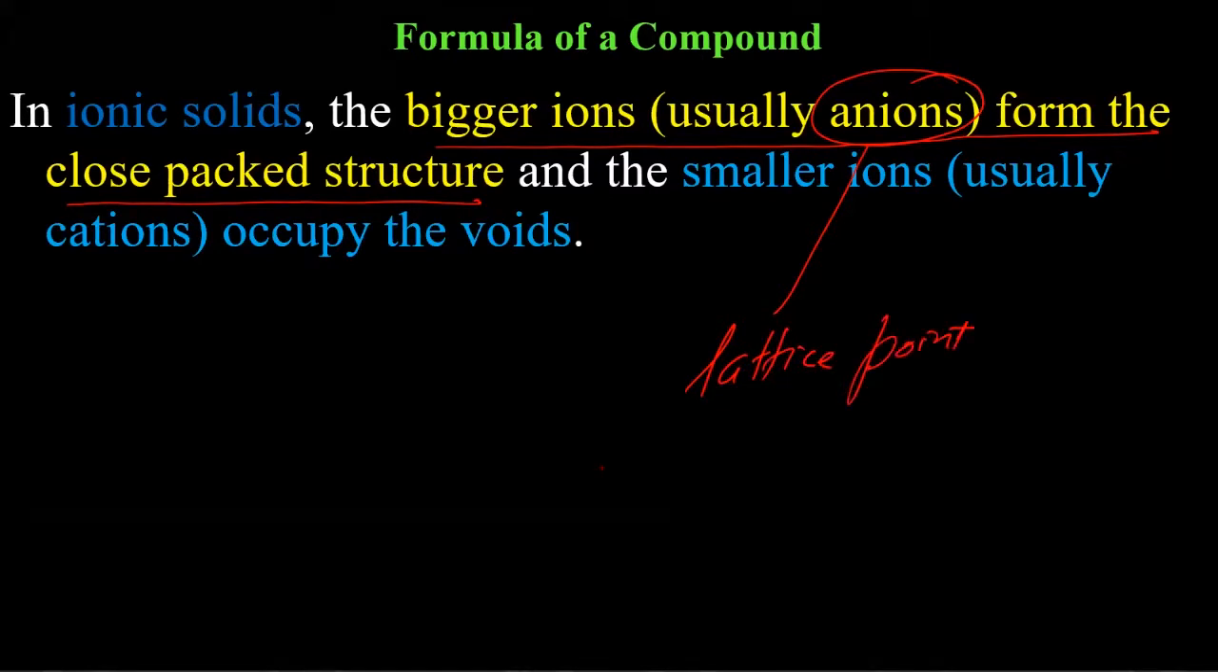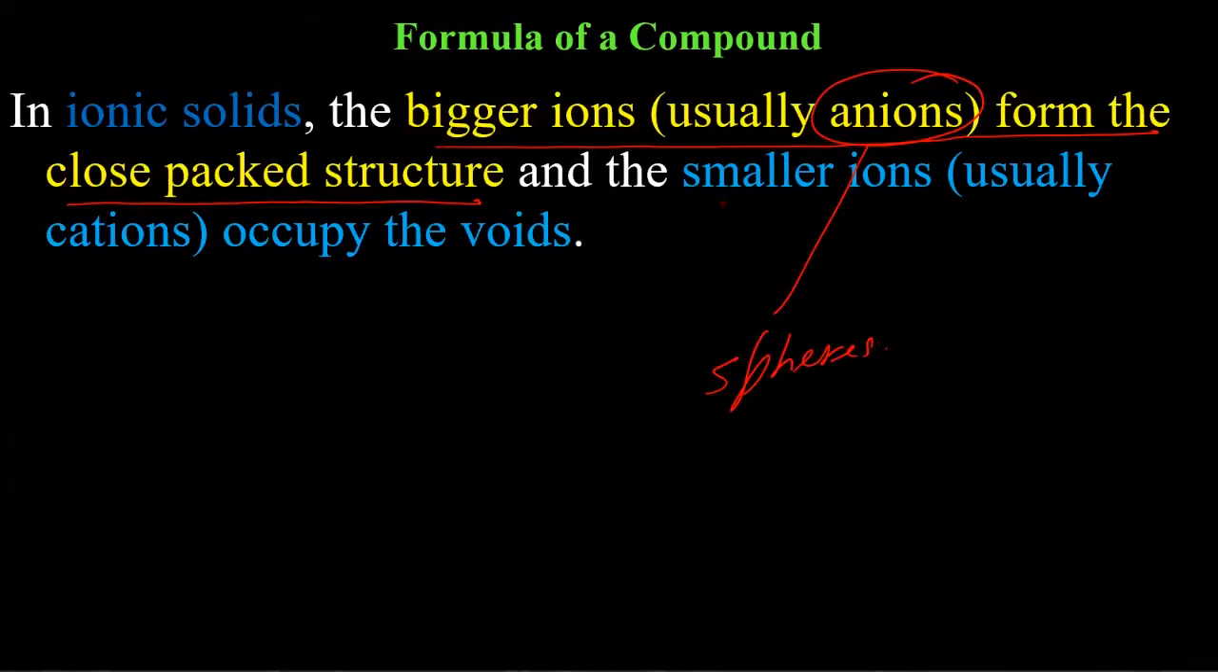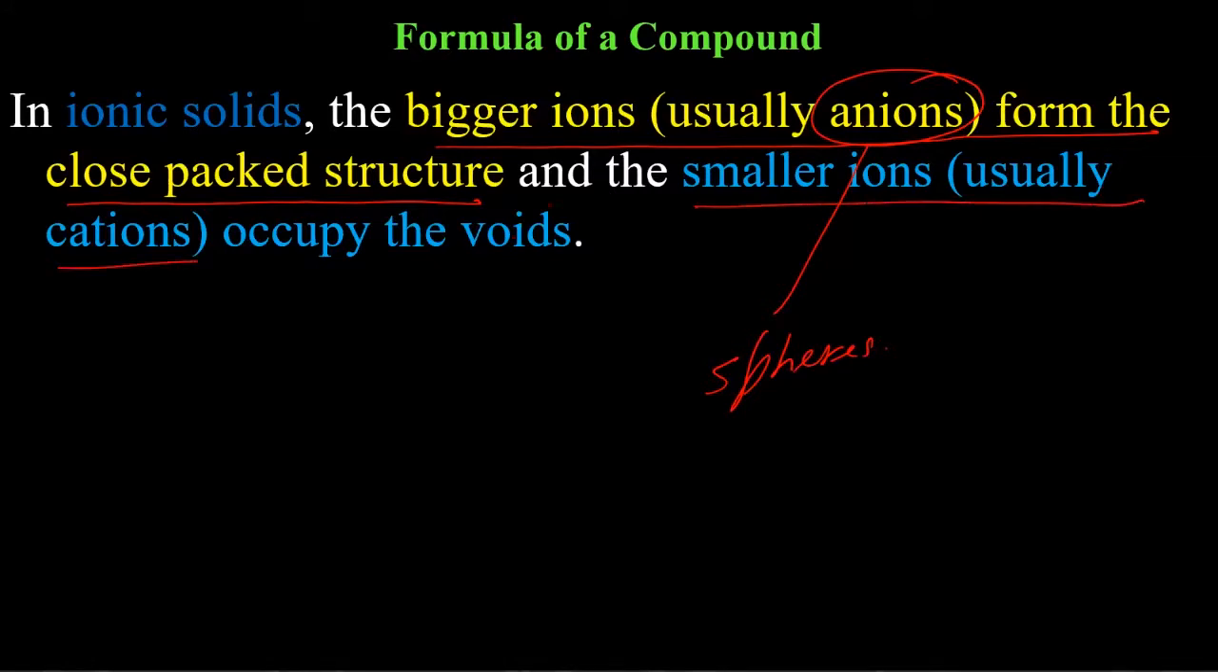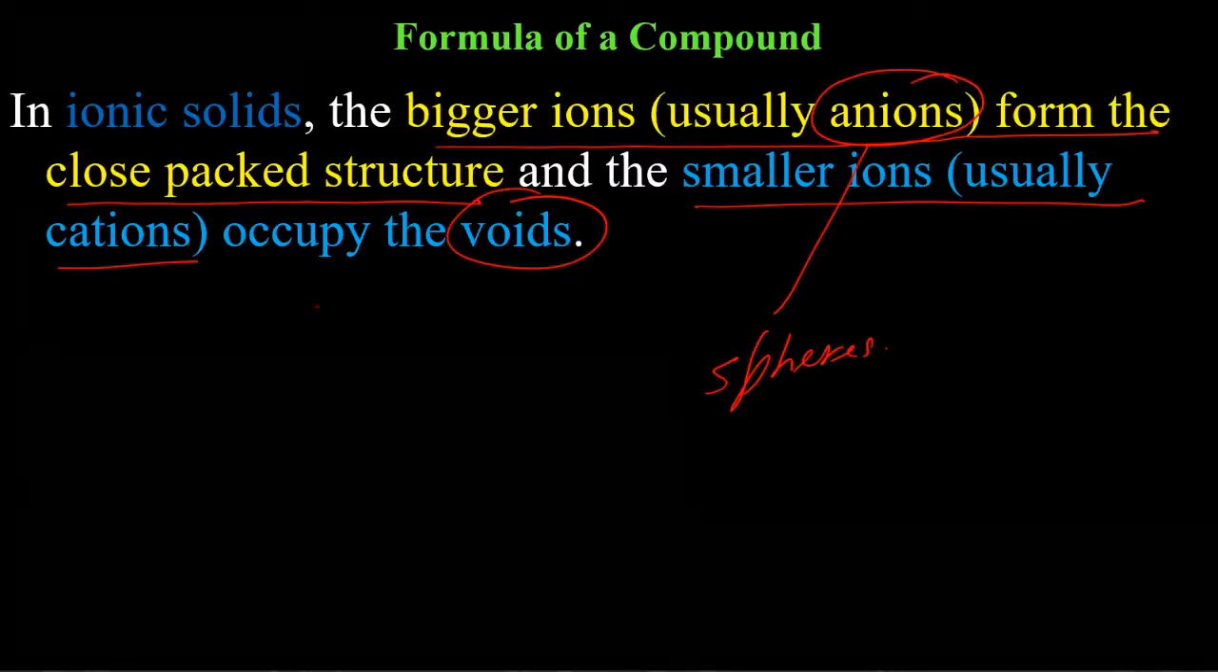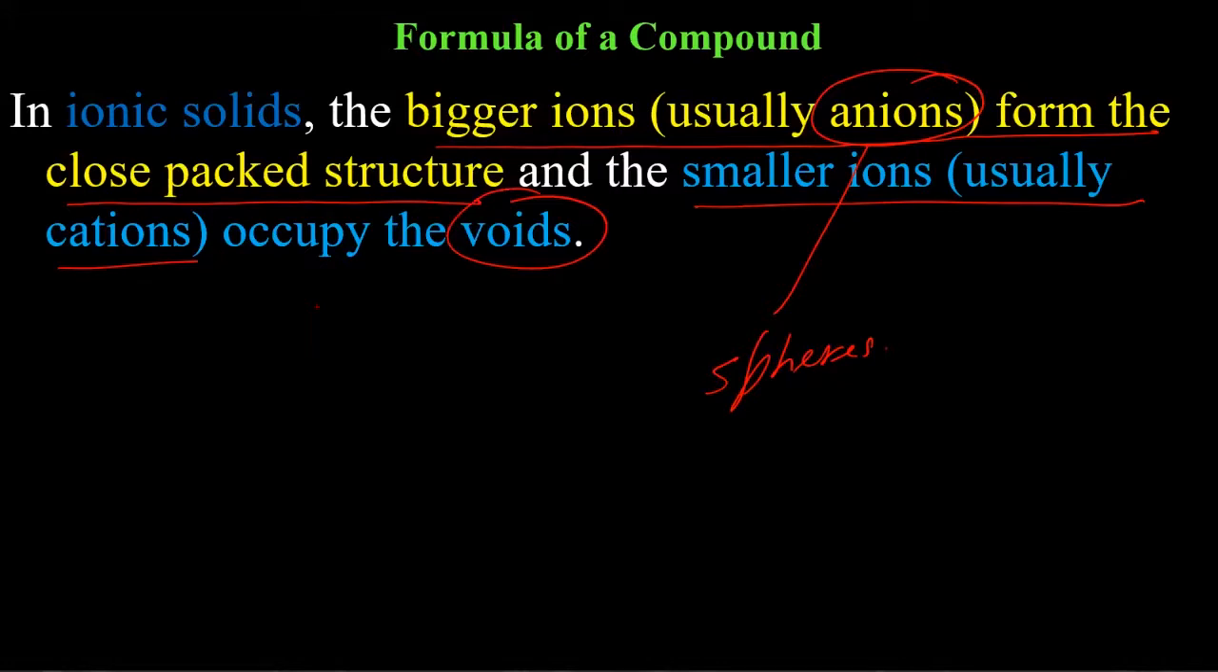Anions are normally the spheres that form the close-packed structure, and the smaller ions, usually cations, occupy the voids. So anions normally form the structure, and cations are placed in the voids, either in tetrahedral voids or in octahedral voids, depending on the size.